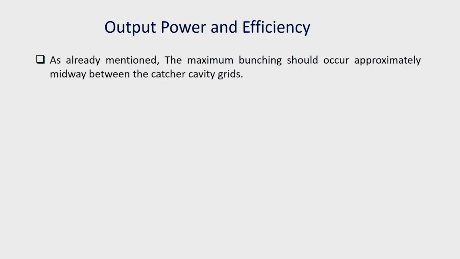So, we have found out the optimal separation LOPT between the buncher and catcher cavity. Let us now discuss the output power and efficiency that can be achieved in this type of two cavity Klystron. As already mentioned, the maximum bunching should occur approximately midway between the catcher cavity grids.